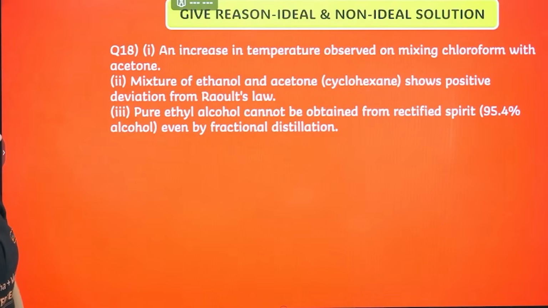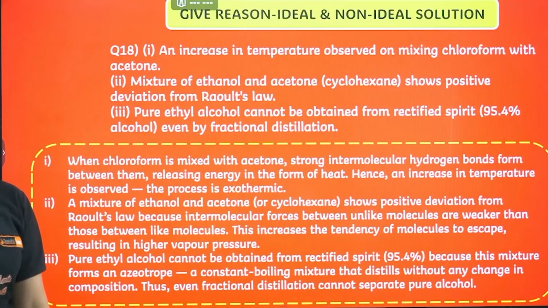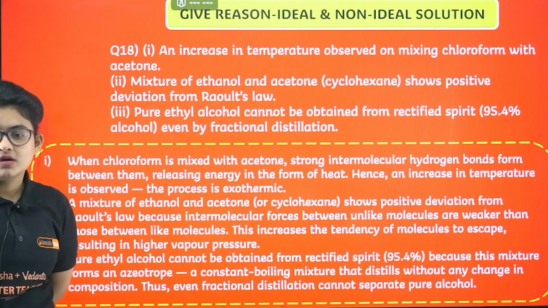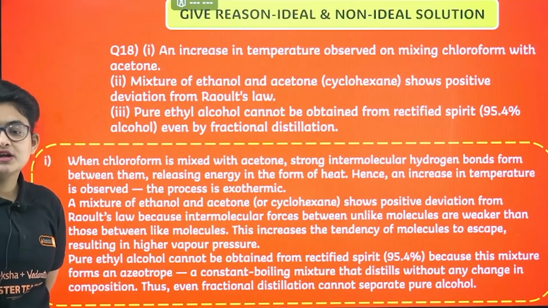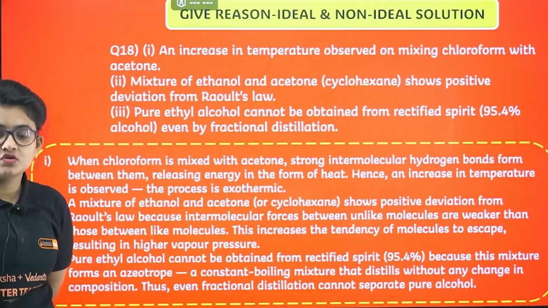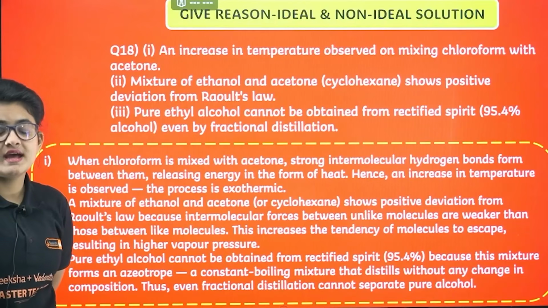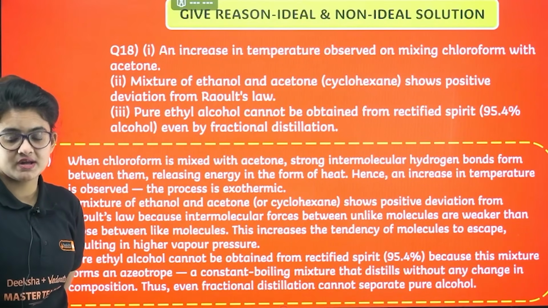An increase in temperature is observed on mixing chloroform with acetone. What basically happens is that a hydrogen bond forms. An intermolecular hydrogen bond forms between the acetone oxygen and the chloroform hydrogen, which releases some heat. As a result, you will see an exothermic reaction.